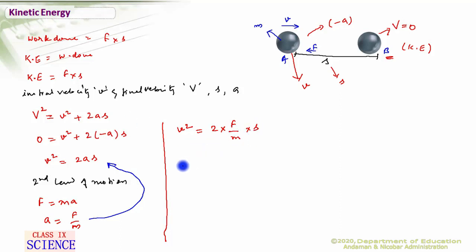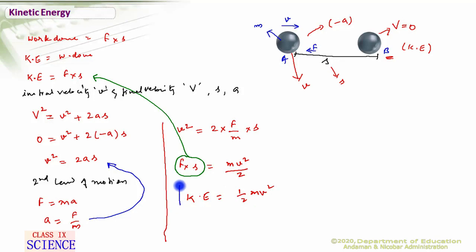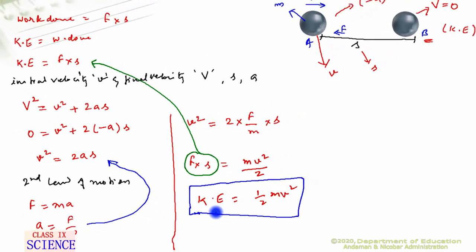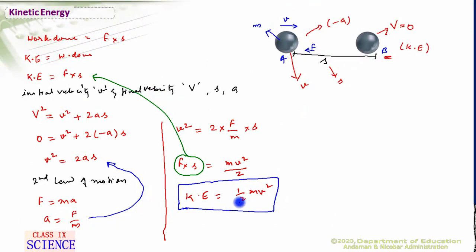On rearranging this, we will get F into s is equal to mv square divided by 2, and we know that F into s is the kinetic energy possessed by the moving ball. So, in place of F into s we can write kinetic energy. So, kinetic energy is equal to half mv square. This is the equation for kinetic energy possessed by the object during its motion.